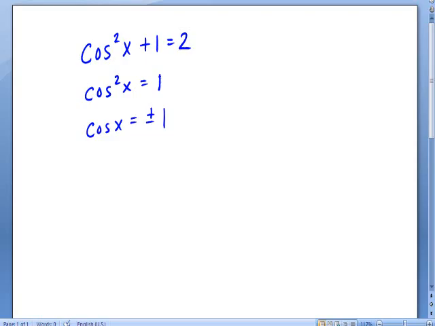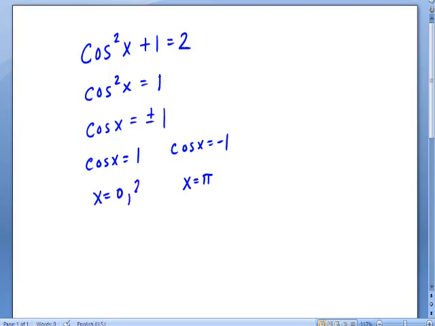At this point we can set up two separate functions. We can say, where does the cosine of x equal 1? And where does the cosine of x equal negative 1? So we're looking for, where does the cosine or the x-coordinate have a value of 1? And that would take place at 0 degrees or 0 radians. Where does the cosine have a value of negative 1? Well, that would be on the other side of the graph at pi. So the solutions would be 0 and pi.